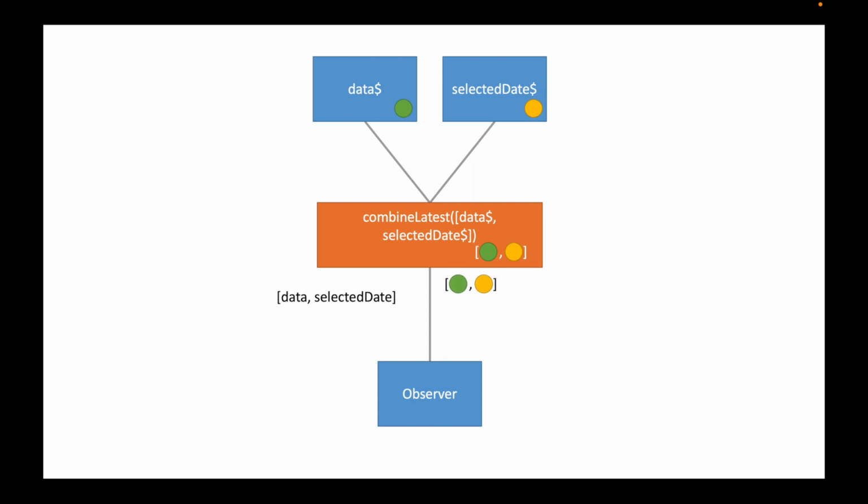The data structure of the combined observable is an array, where the first element is the first observable you passed into the combineLatest function, in our case the green bubble. The second is the second, and so on.